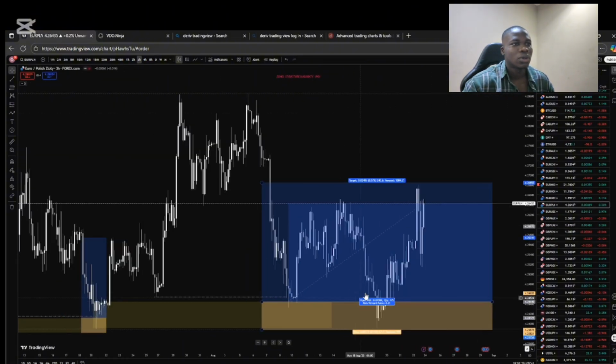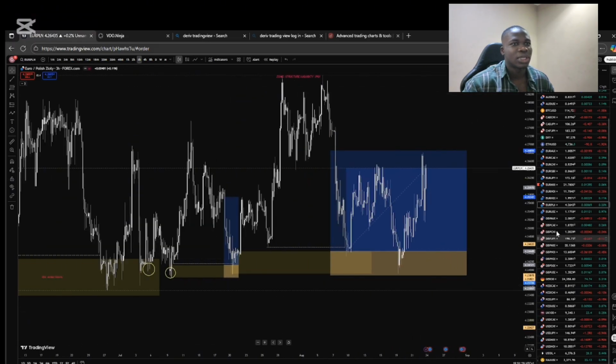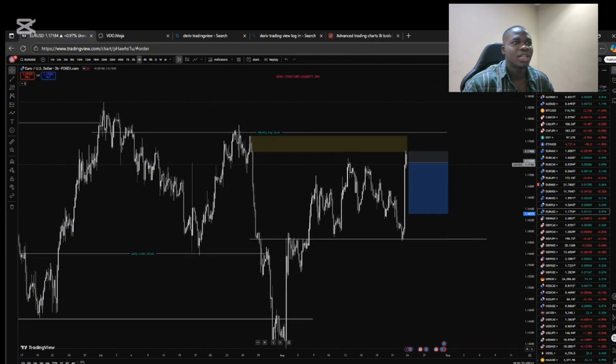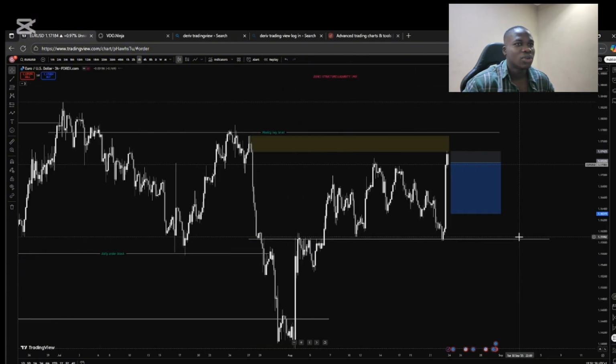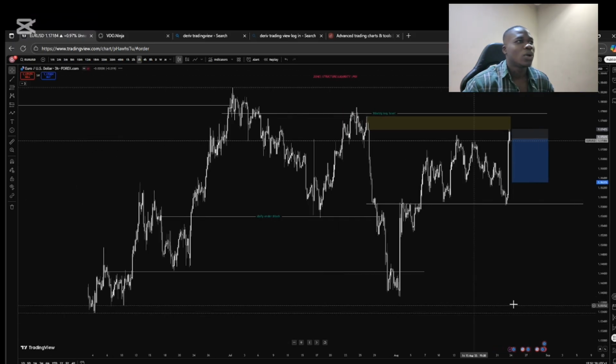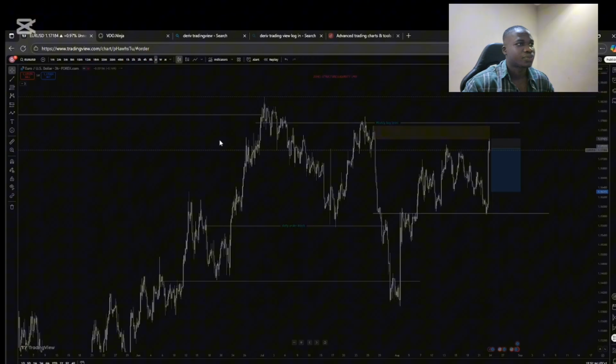So okay, this is a trade that I was in, but I got taken out by spread. So now this is a very interesting one, right? This one is Euro USD. This is a very interesting one right now.